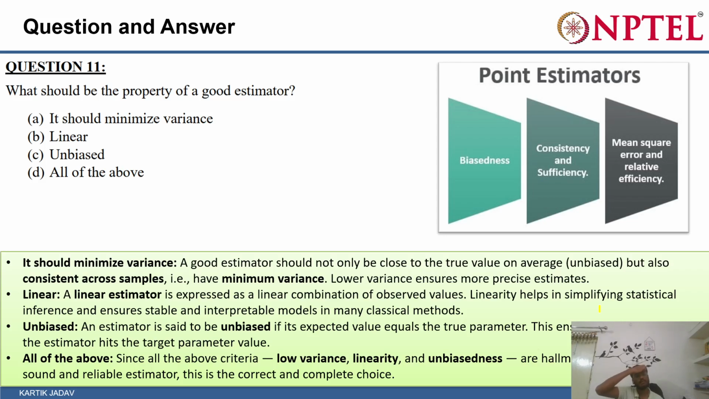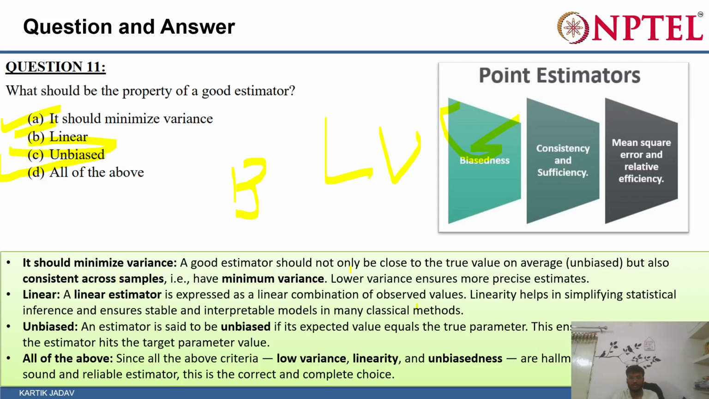Question number 11. What should be the property of a good estimator? We know that a good estimator, according to BLUE, should minimize the variance. That is correct. It should be linear and unbiased. All of the above are correct.